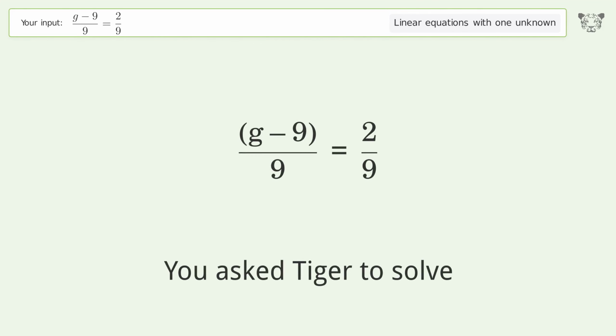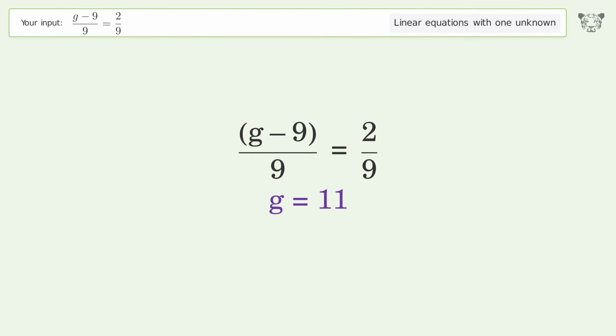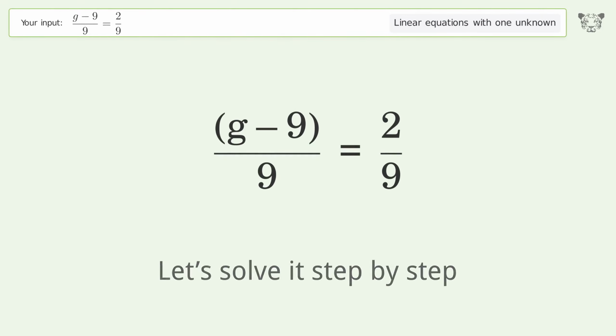You ask Tiger to solve this. This deals with linear equations with one unknown. The final result is g equals 11. Let's solve it step by step.